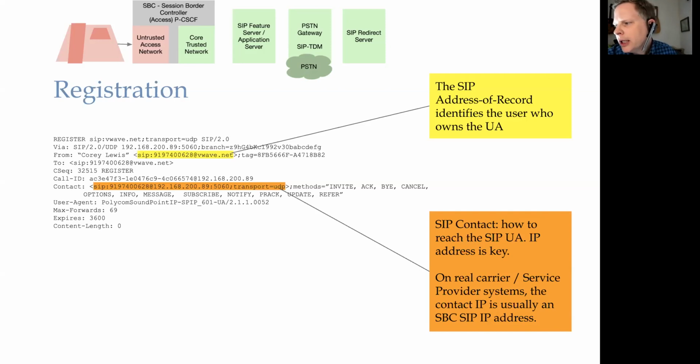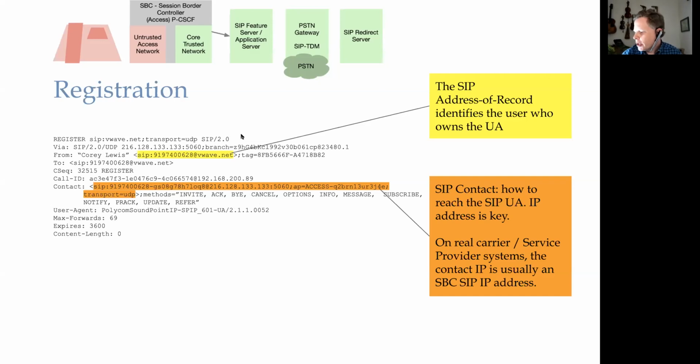So next, we'll see the register leaving the core side, or the trusted side, of the session border controller. And so when we see it leave that trusted side, it's been modified. The key thing to notice here is that the contact has been modified. So the contact here is the contact that will be used by the core of the network to reach this user. The session border controller is the route to get back to the user.